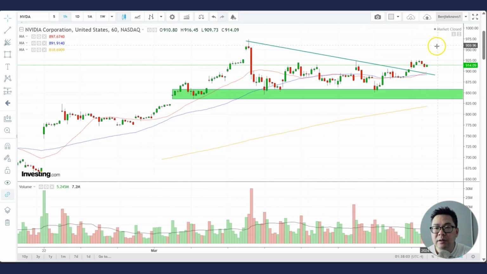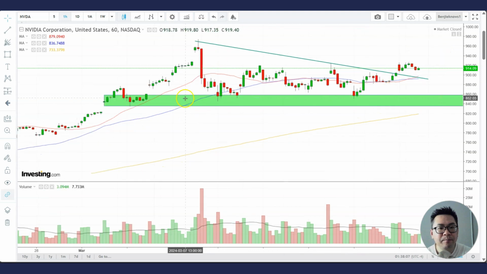The target could be north of 1,100, and this is a support area, right? As long as NVDA stays above this important support area, the path of least resistance would be up.